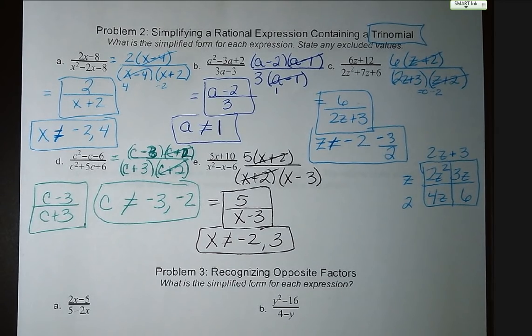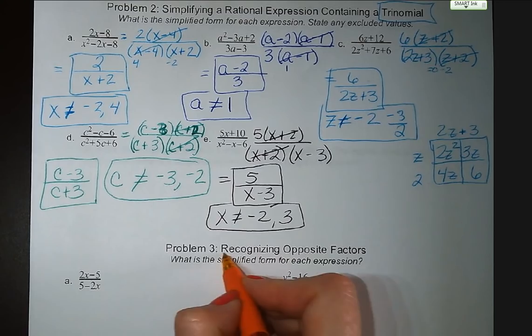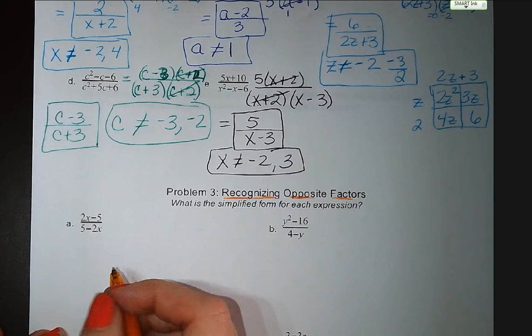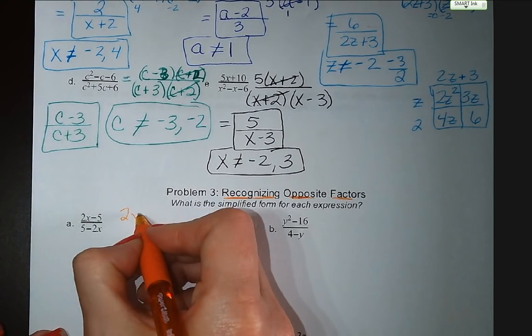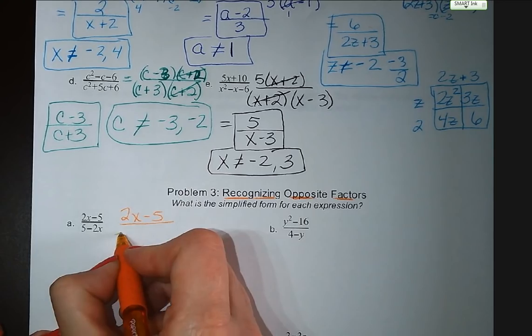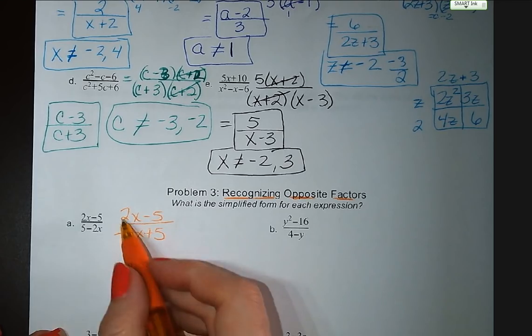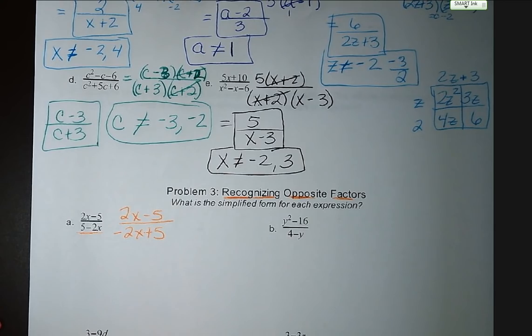Moving on to our next section, recognizing opposite factors. I want to know the simplified form for each expression. So opposite factors, what does that word opposite mean? It means opposite signs, one's positive, one's negative. So here, if we reorder letter A and write it as 2x minus 5 over negative 2x plus 5, we can see that those are just opposites. We've multiplied by negative 1. So we can take out a factor of negative 1 from one of our terms.